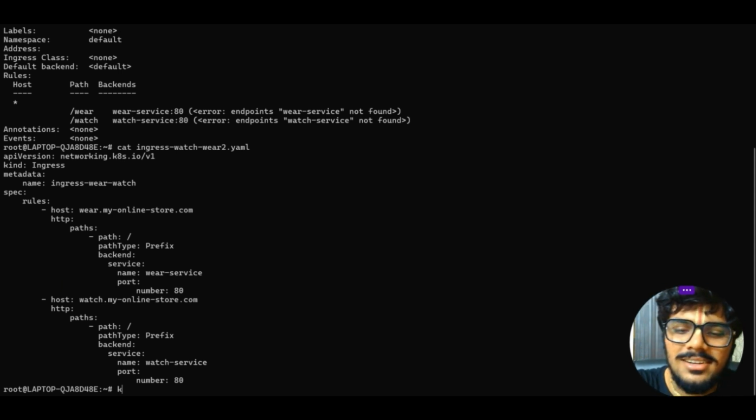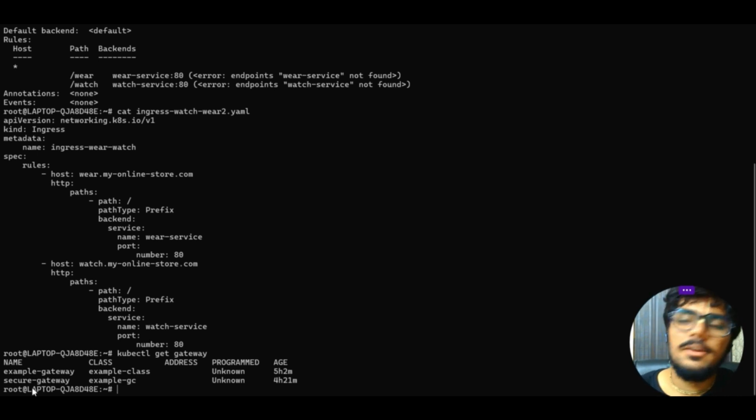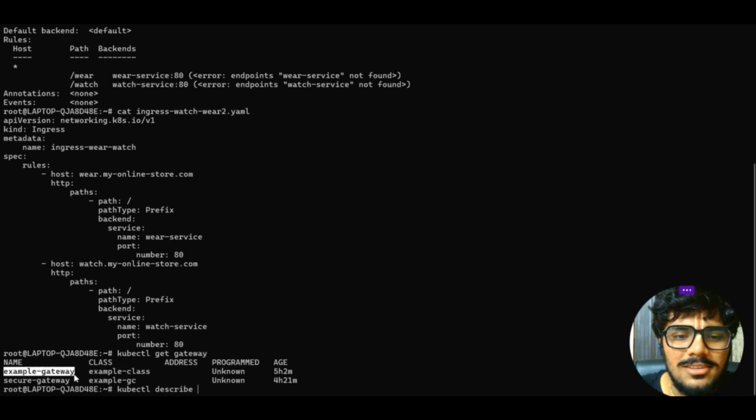Let's try to learn something about our gateway class as well right now. Okay, kubectl get gateway. So here we have two gateways. One of them is the example gateway, and the other one is the secure gateway. Example gateway is the simple gateway resource that I built earlier in order to explain this concept. kubectl describe example gateway. Let's talk about the example gateway first of all.